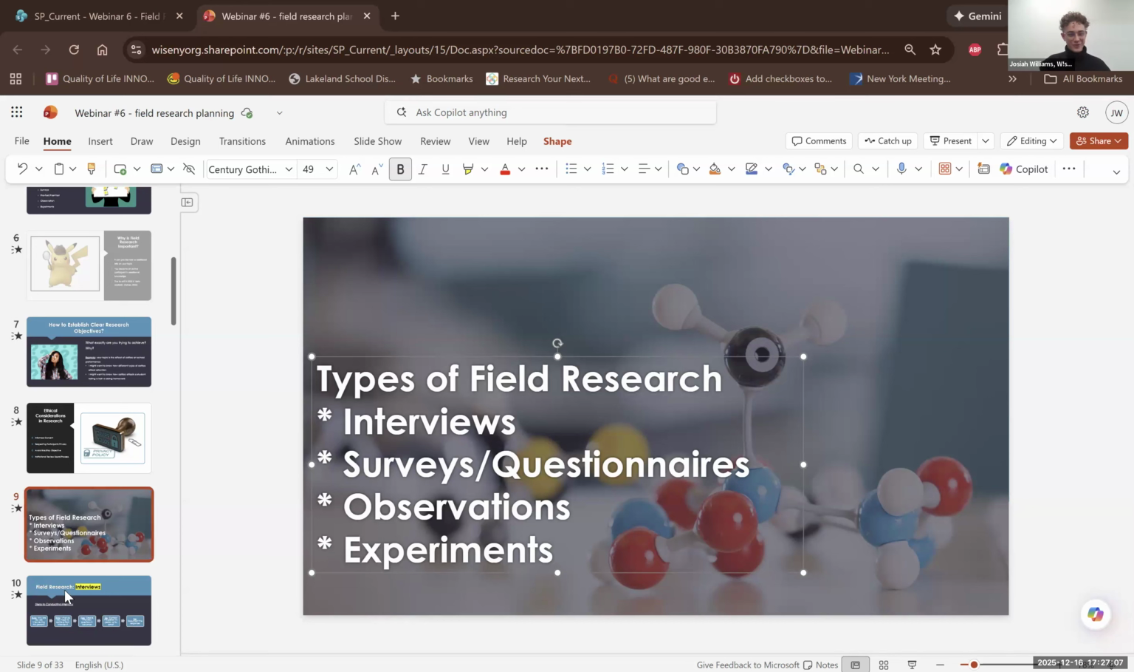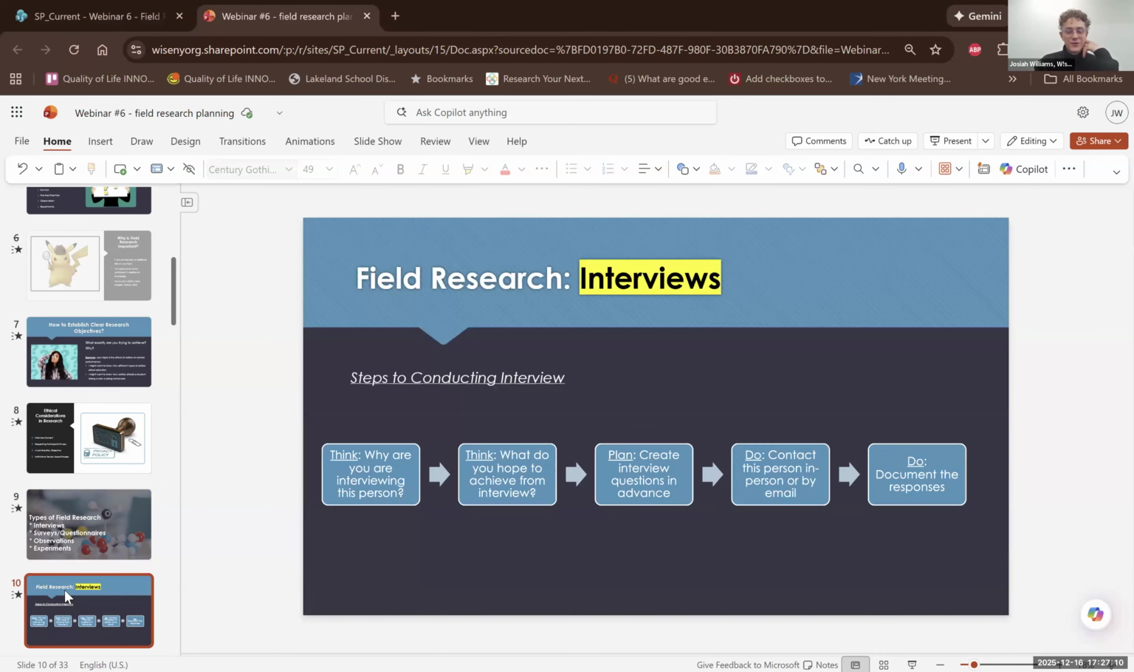But so we're going to go through these. So the first one with field research is interviews. And this is exactly what I think we consider an interview to be: you identify an expert, you identify someone that is knowledgeable in their field or knowledgeable about what you're studying. And then once they're identified, I want you to think about why are you interviewing this person? This is again checking, are they an expert or are they just a random person? Do they know nothing about what they're talking about? And then think, what do you hope to achieve from this interview?